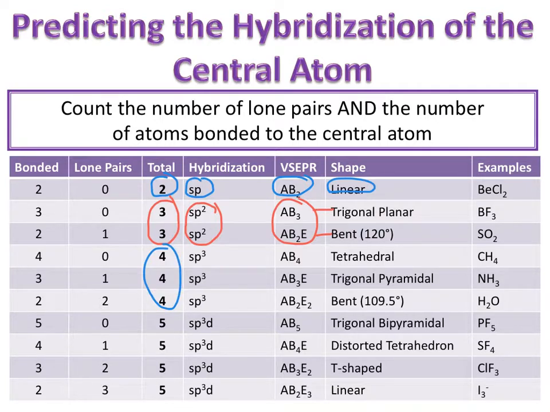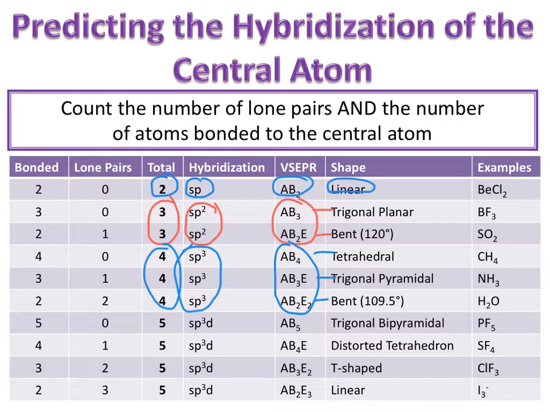For 4 total domains, you need 4 total orbitals, s and 3 p's, and the classes from the valence shell model are AB4, AB3E, and AB2E2: the tetrahedral, trigonal pyramidal, and bent molecules.